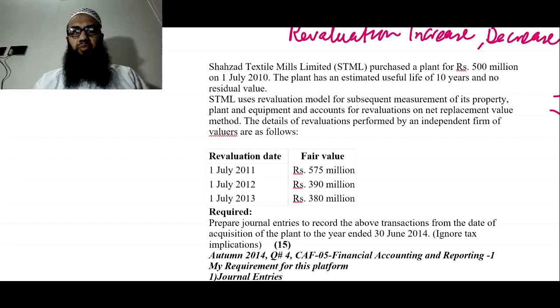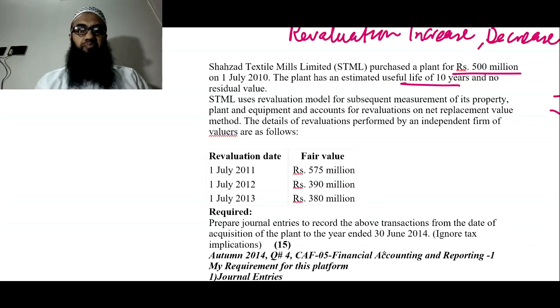ICAP has asked this question. Chazan Textile Mills Limited purchased a plant for 500 million on 1st July 2010. The plant has an estimated useful life of 10 years and no residual value. The life was 10 years. Plant was purchased for 500. It uses the revaluation model for subsequent measurement of its property, plant and equipment. The other model is the cost model. And it accounts for revaluation on the net replacement value method.